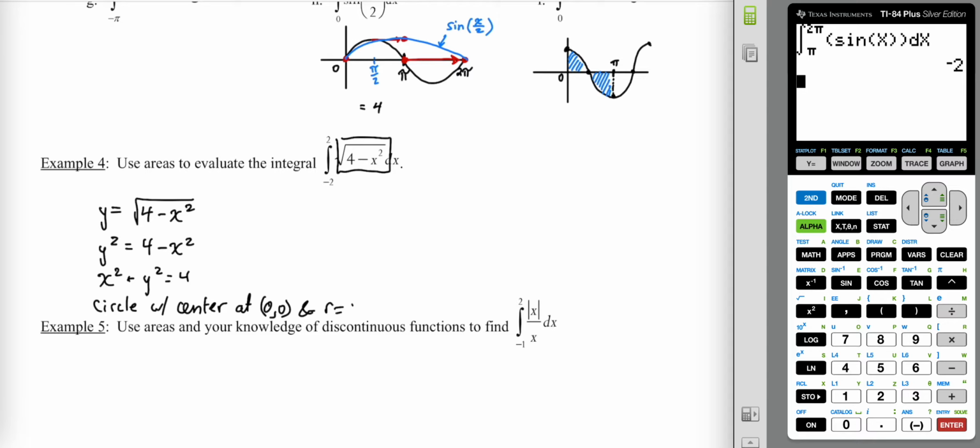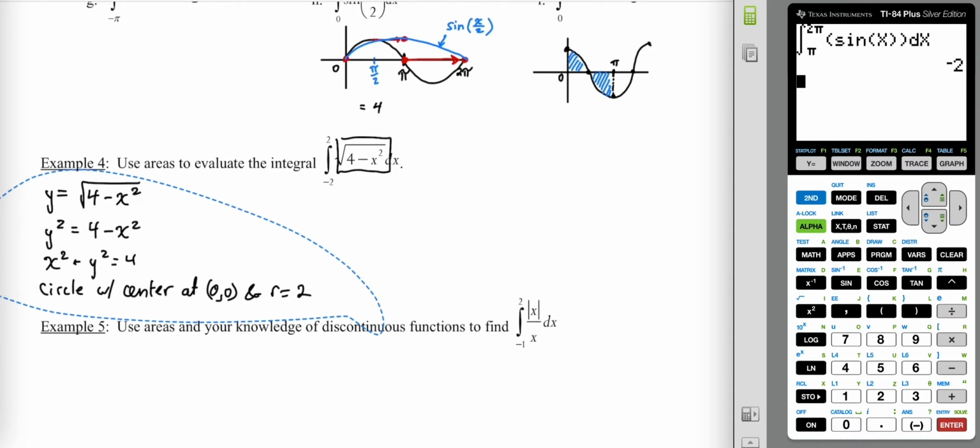And radius equal to 2. Alright, so that's good news. We know how to find the area of circles. But because this is indicated as a positive square root, I only want the top half.